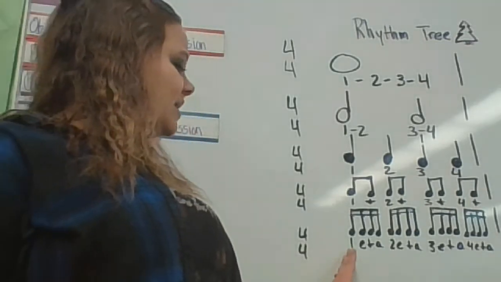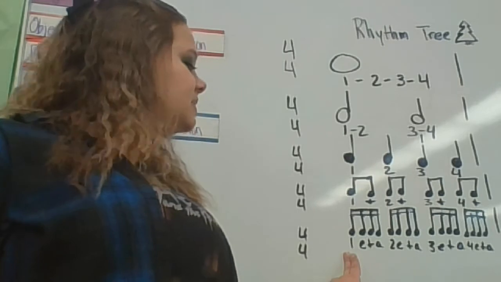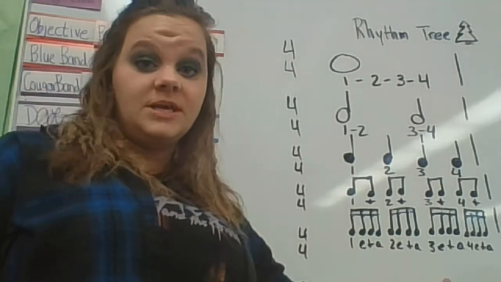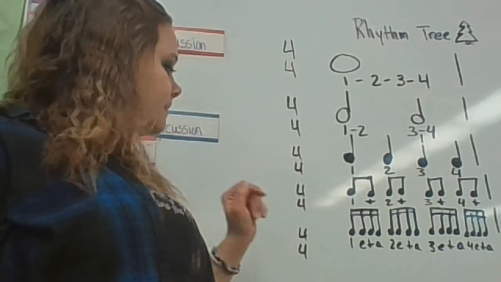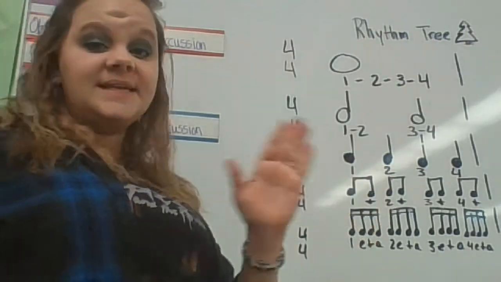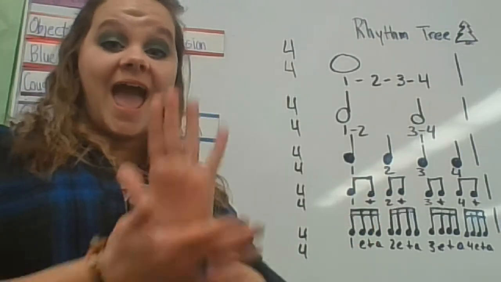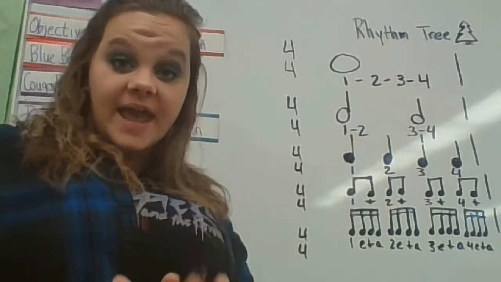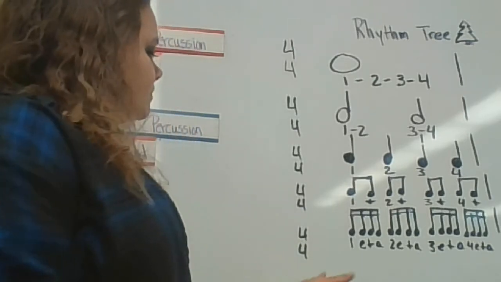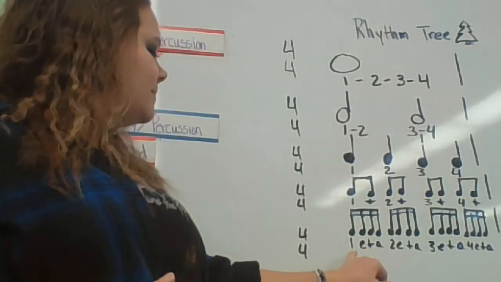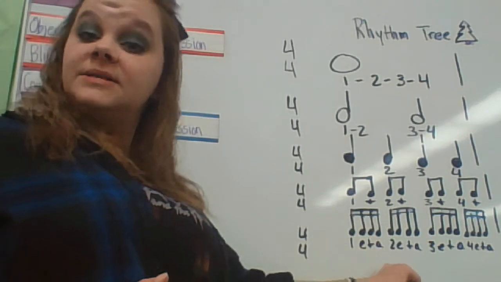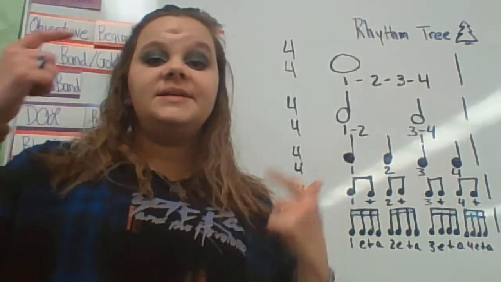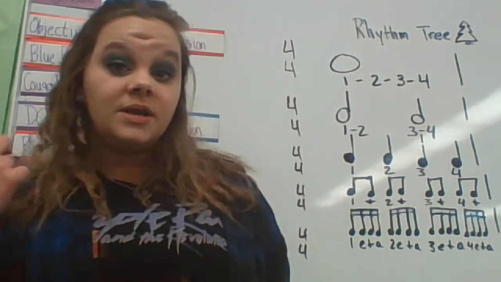Instead, we keep track of where the beat is. 1 e and a, 2 e and a, 3 e and a, 4 e and a. The and is still there. That's halfway through the beat. 1 and 2 and 3 and 4 and. Okay, and then we break it up a little bit more. We say 1 e and a, 2 e and a, 3 e and a, 4 e and a.